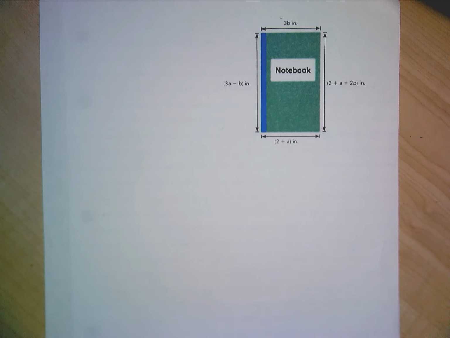So problem number 5 gives you this notebook. It's in the shape of a rectangle, and it gives you variables or expressions as the length of the sides. And you're going to be able to use systems of equations in order to solve this. And it's simply done by setting the sides that are equal to each other.